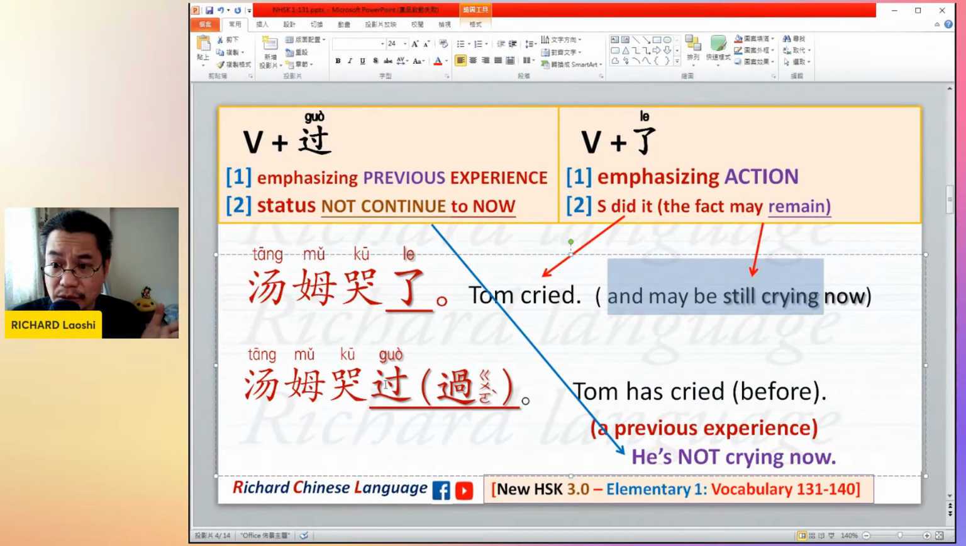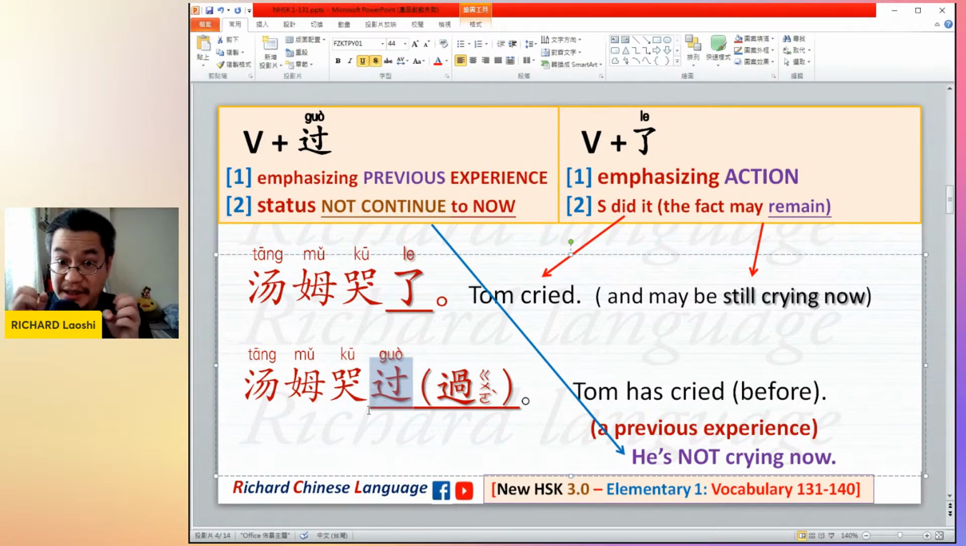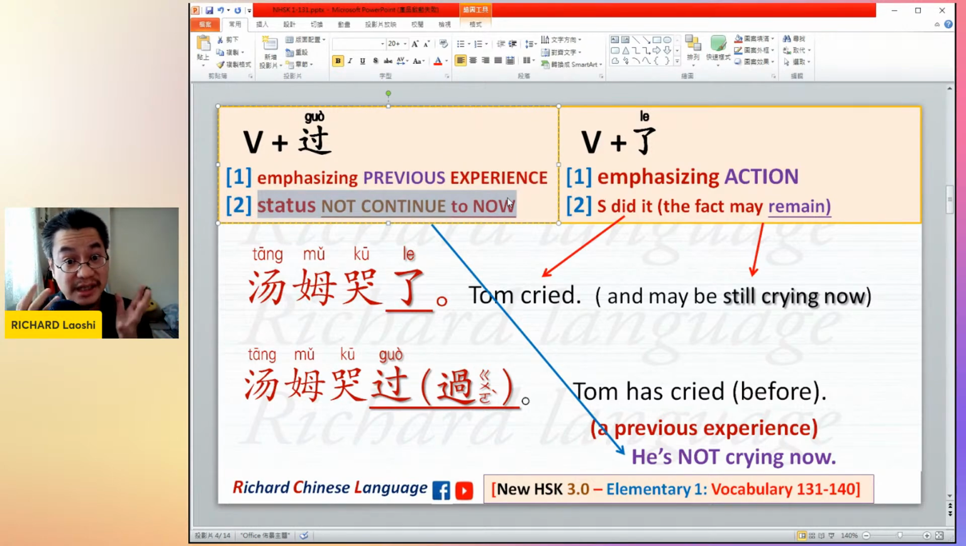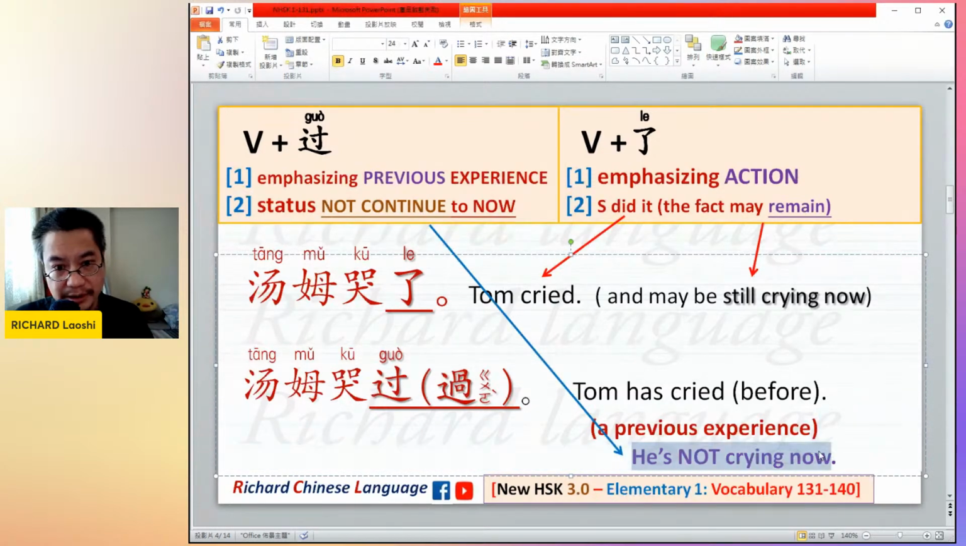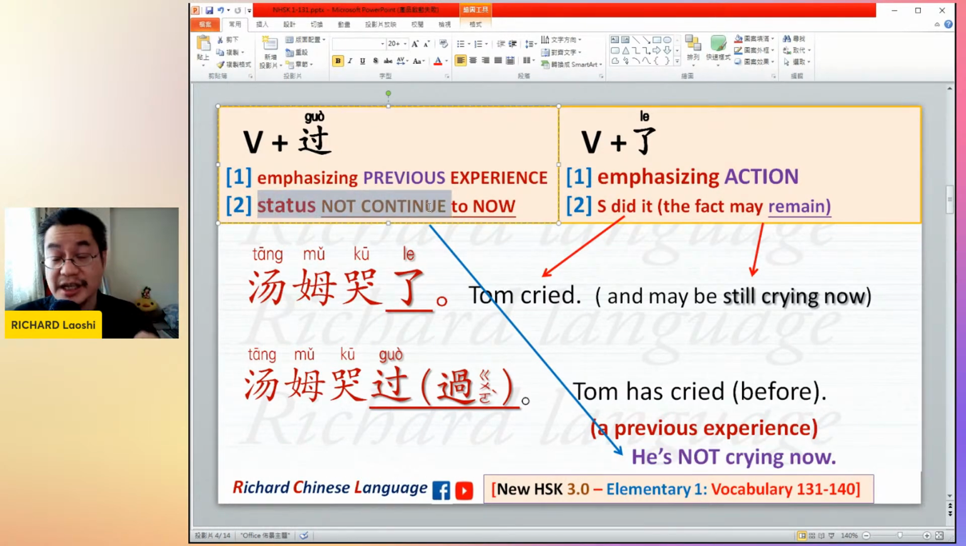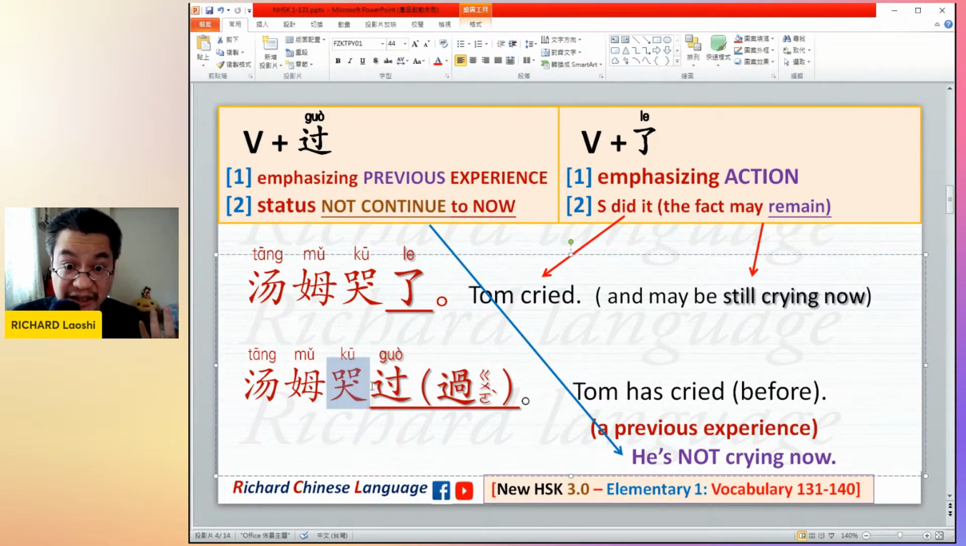Okay. When you say 汤姆哭过, oh, you're talking about Tom has this kind of experience in the past. And the situation does not continue to the present time. That means Tom is not crying now. That's the point. You're just talking about his previous experience. And the situation oftentimes is different. So he is not crying now, but he has cried some time before. Okay, so that's the difference.